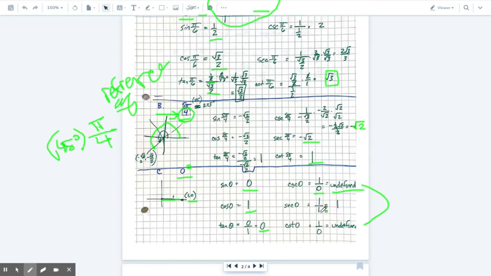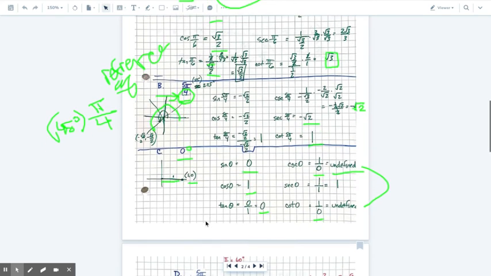Secant is 1 divided by cosine. 1 divided by 1 is 1. Cotangent, 1 divided by 0 again, right? And so we get undefined for that value. All right. So the key here is knowing the coordinate pair that is associated with that angle. And then the sine is the y, cosine is the x, tangent is the y divided by x.